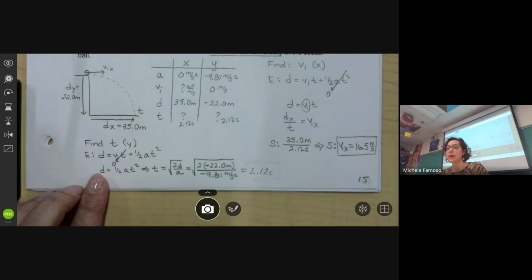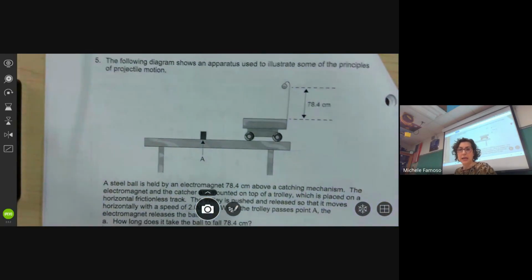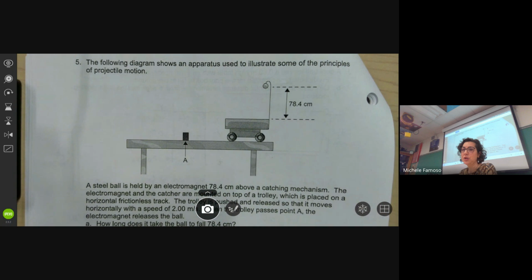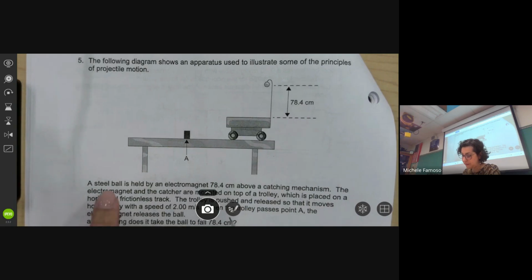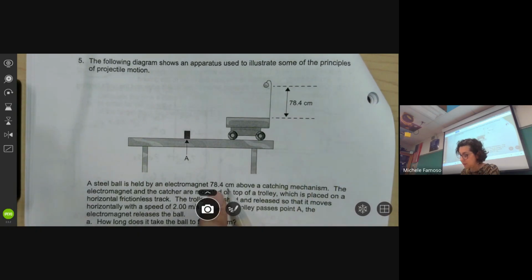All right. Let's move on to page 16 and try another. Now, in this question, it shows us an apparatus that we can use to illustrate some principles of projectile motion. Let me describe what you have here. We have a steel ball right here being held in place by an electromagnet, which is 78.4 centimeters above this catching mechanism, which is on top of this cart, which they call a trolley.